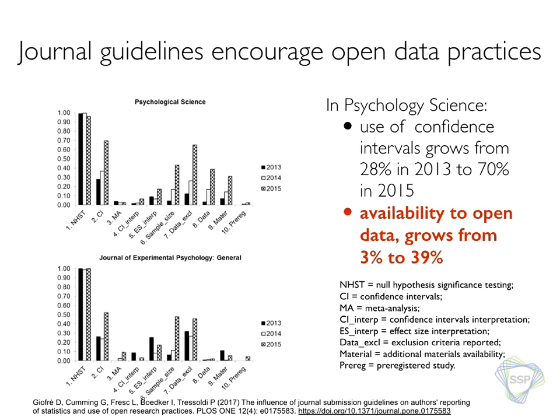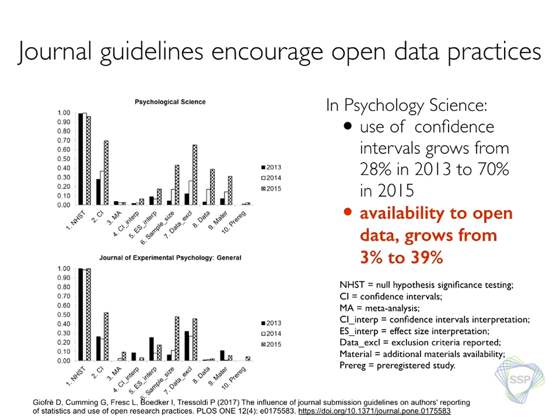And you see that in the last few years, from 2013 to 2015, as is shown in this paper, for example, for the confidence interval reporting, it goes from 28% to 70% by just having the guidelines for authors in the journal. And also for availability of open data, it grew from 3% to 39% in 2 or 3 years, just by providing these guidelines to authors.